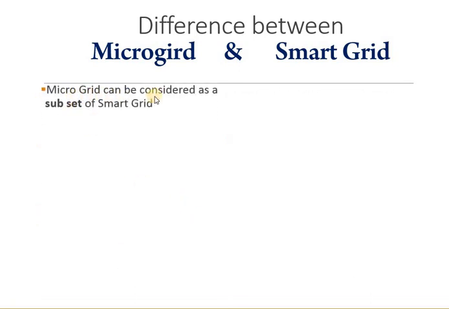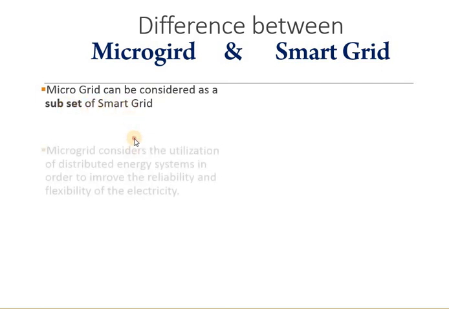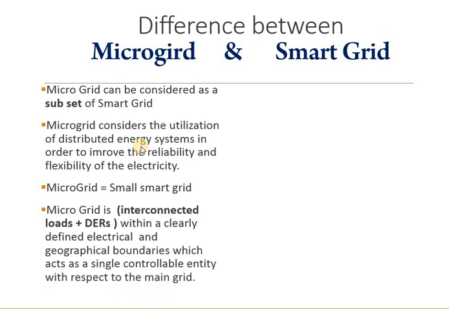Next, microgrid can be considered as a subset of smart grid. So we know that in microgrids the word micro itself indicates it is smaller than a smart grid, whereas smart grid can be composed from a number of microgrids. A number of microgrids combined together will form a smart grid.